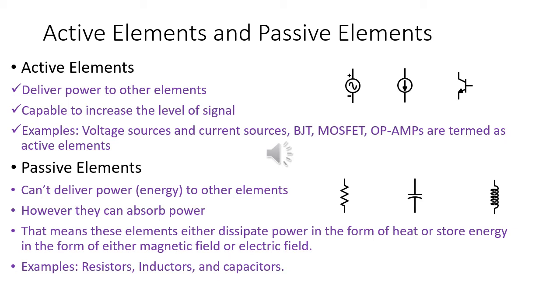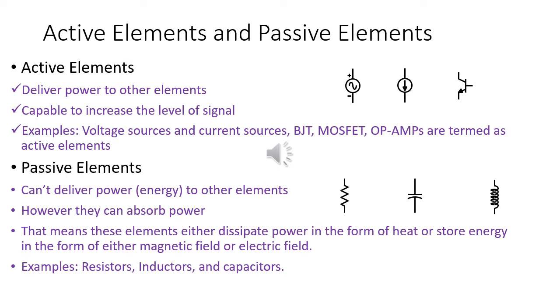Even a BJT can be called an active element because it can modify the signal which you give as the input of a BJT based circuit. All these different types of components like voltage sources, current sources, BJTs or MOSFETs, and operational amplifiers are termed active elements. But in the case of passive elements, they cannot deliver any amount of energy or power to a circuit element connected to it.